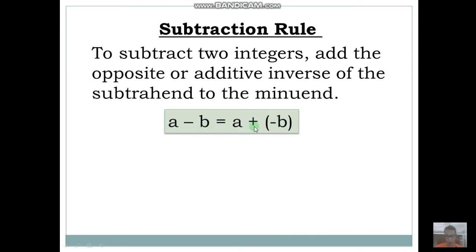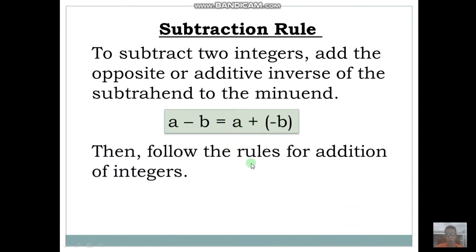In the second step, we are following the rules. We change the operation from subtraction to addition. Then we add the opposite or additive inverse of the subtrahend. So ito yung opposite or additive inverse ng ating subtrahend. Since positive po ito, magiging negative. Kung negative naman po ito, magiging positive po dito. Then, after following this process, we will now proceed to the rules for addition of integers.